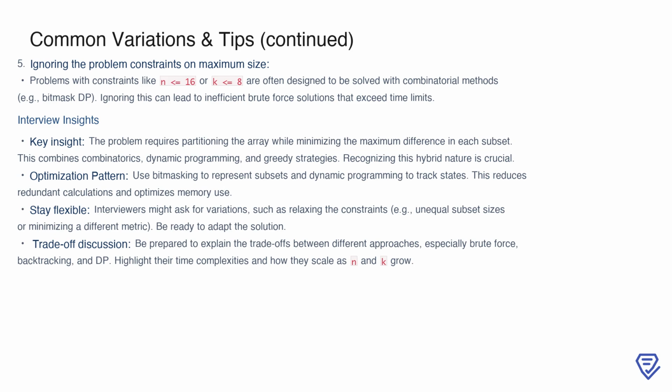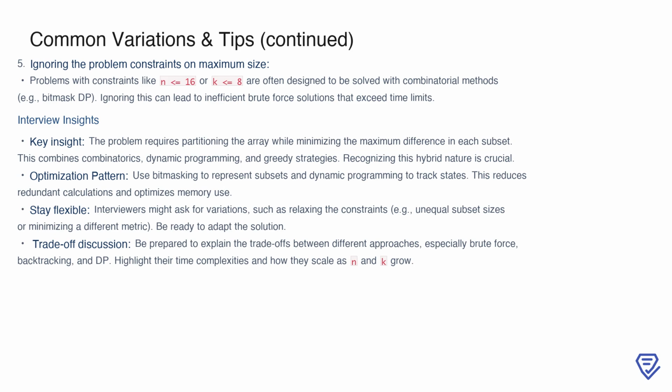A key insight here is recognizing that this problem requires partitioning the array while minimizing the maximum difference in each subset. This hybrid nature of combining combinatorics, dynamic programming, and greedy strategies is crucial for success. To optimize, you can use bitmasking to represent subsets and track states in dynamic programming. This drastically reduces redundant calculations and optimizes memory use. Stay flexible, as interviewers might alter the constraints, such as allowing unequal subset sizes or changing the metric to minimize.